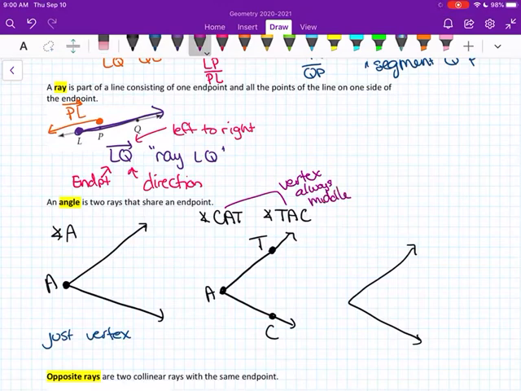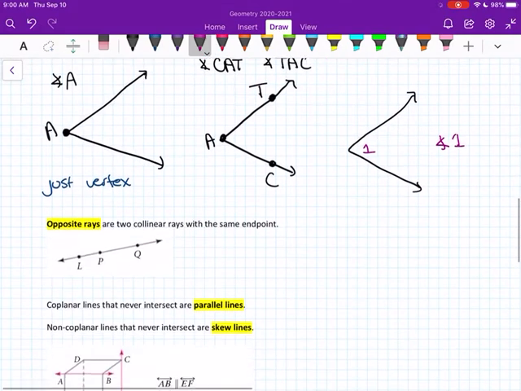And then the third way is sometimes in pictures, they'll just put a little number inside the angle. It's kind of like that lowercase letter to name lines. So I would call this angle 1. And so sometimes they might just name the angles by numbers like that.